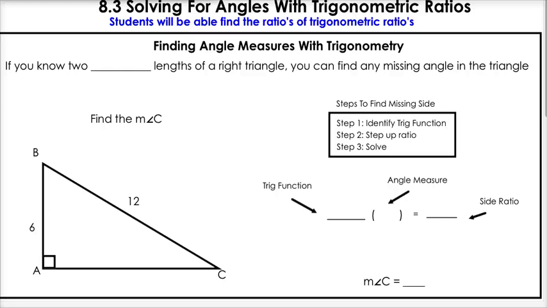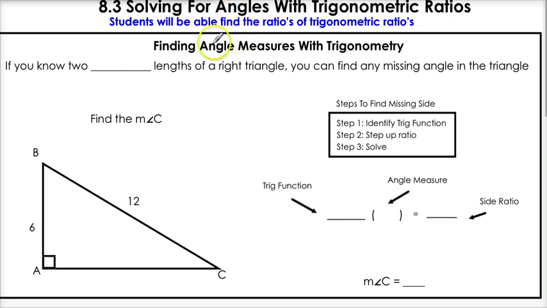Welcome to lesson 8.3, solving for angles with trigonometric ratios. Last lesson, we learned about solving for sides. Now we can do it with angles. I know I just blew your mind. You didn't think we could use trig to find missing angles. Well, we can. That's pretty cool.